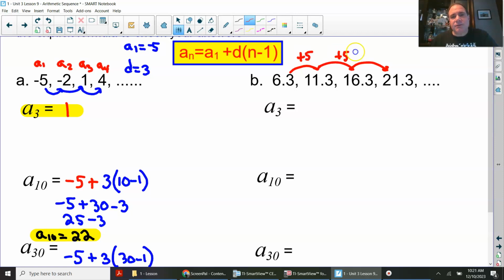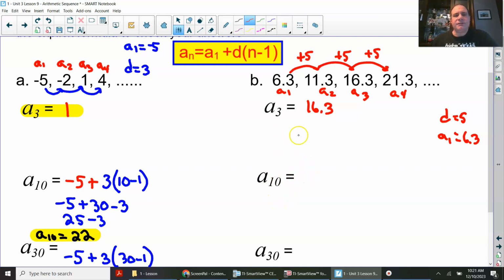And the same thing goes, excuse me, for the other terms. So you're adding 5. So we could put right here that the common difference equals 5. And we could put a sub 1. We identify the first term as 6.3. So this is a sub 1, this is a sub 2, this is a sub 3, and this is a sub 4. A sub 3 is already known as 16.3.